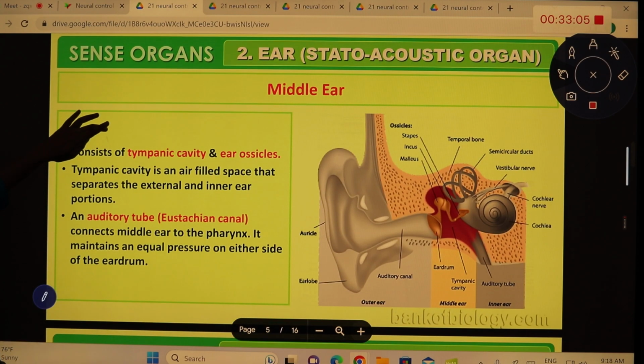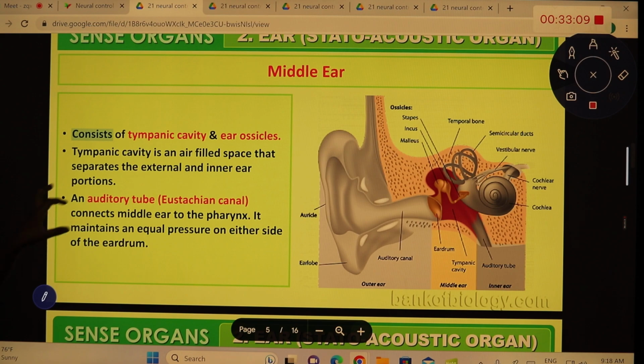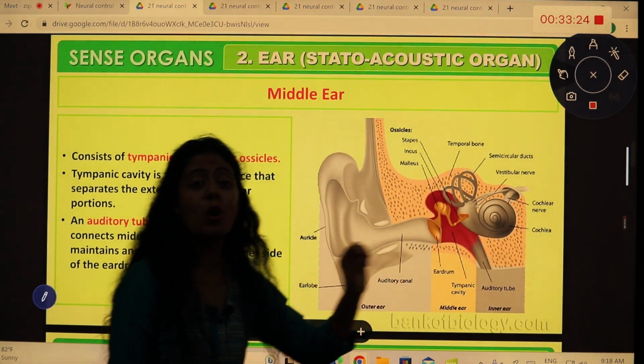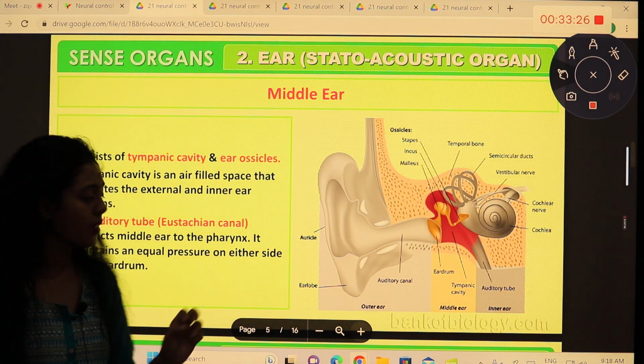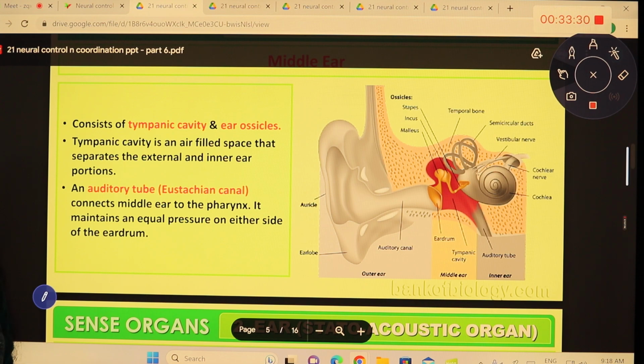So what is this tympanic cavity? It is an air-filled space that separates the external ear and the inner ear. You also have an auditory tube. Can you see this? This auditory tube is also called the eustachian tube. Note the spelling: eustachian canal. It connects to the pharynx.